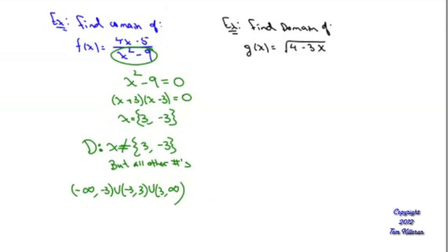So I'm never going to divide by 0, so I don't have to worry about denominators equaling 0. Am I ever going to take a square root of a negative number? Yes. It's possible. What do I want to make sure that 4 minus 3x is? Positive. I need this thing to be positive.